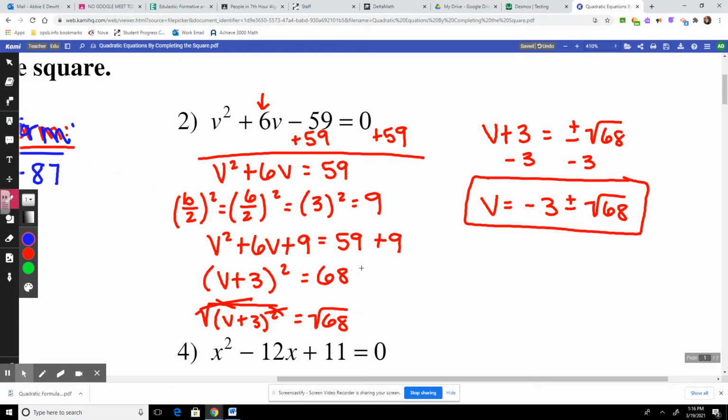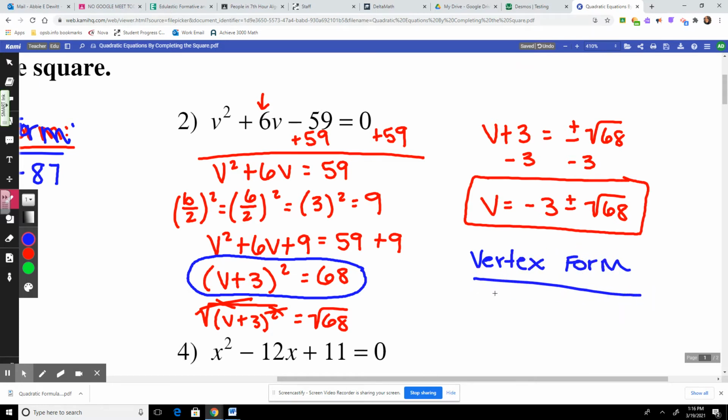The vertex form, we're going to go back here to our step number 4. I'm going to subtract 68 from both sides. So the vertex form is y equals v plus 3 squared minus 68. That is the vertex form.